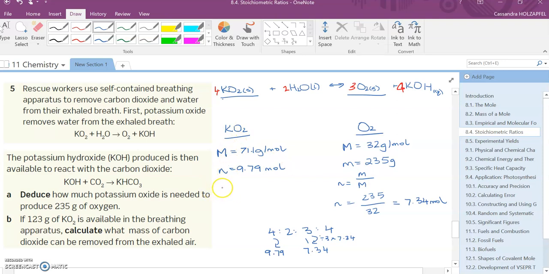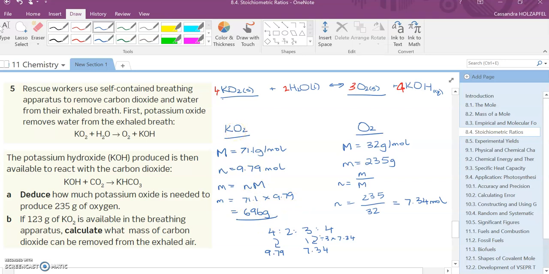So lastly, I'm going to use my mass formula. That's just going to be the number of moles times the molar mass. Again, if you just want to substitute that back into the original equation, then rearrange, you can do it that way. I just prefer to have it ready from the get-go. So that's going to be 71.1 multiplied by 9.79. So that's going to give me 696 grams, yes, that's rounded correctly, of the potassium oxide.